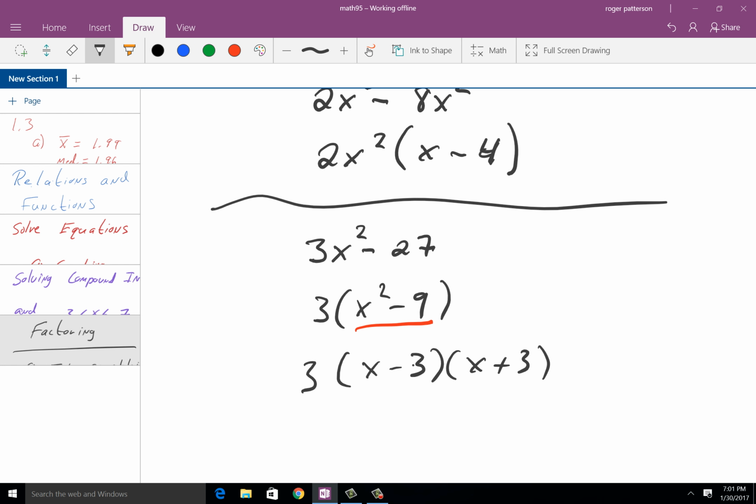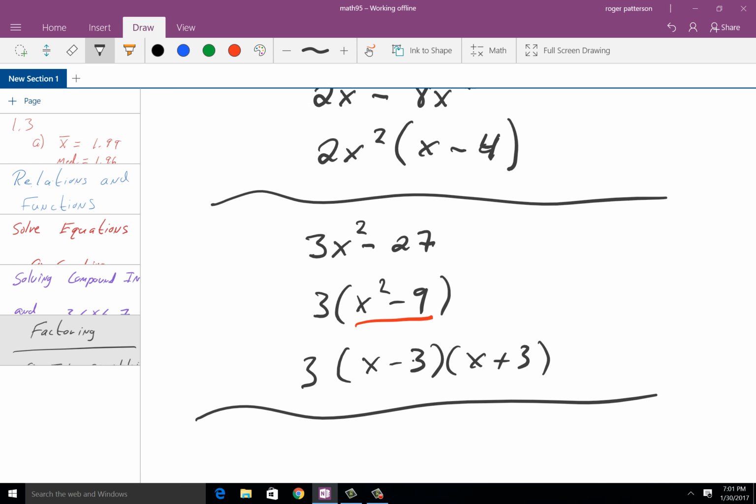All right. Done. So that's a difference of two squares. Okay, so the x squared, that's a key to it. You might recognize it, a minus. And then that 9 is a perfect square. Okay, 3 times 3 gives you 9. So there's a difference of two squares.